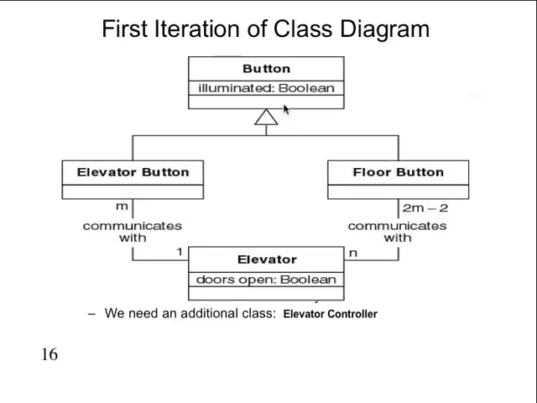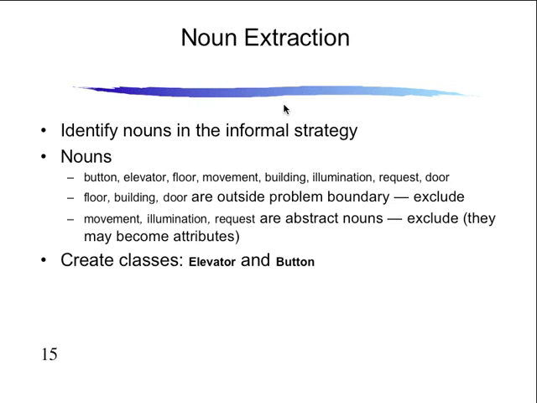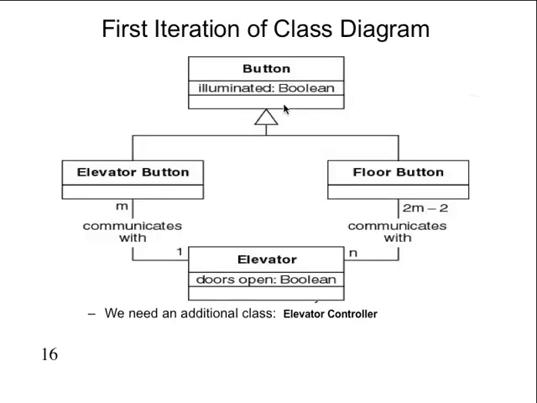So we decided on the first iteration that we needed to add an elevator controller, that the elevator controller didn't exist, which we can't tell from the noun extraction. And actually, as a side note, this is why we have model view controller. It's another methodology, another breed of junk.